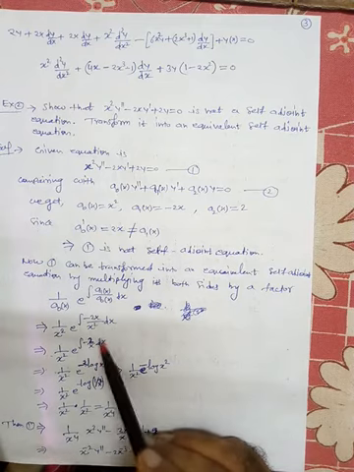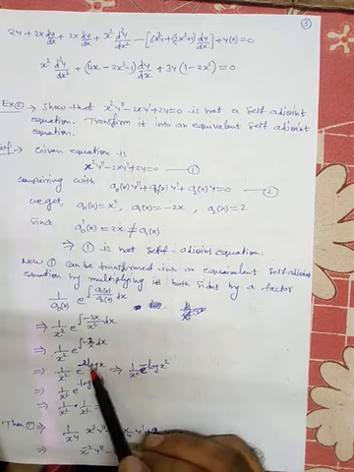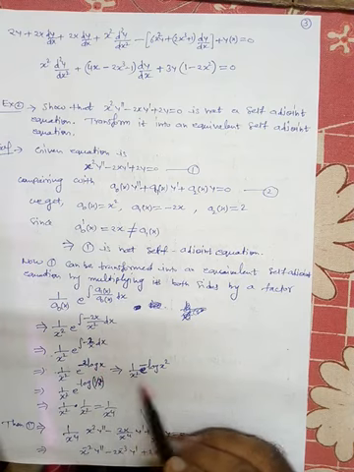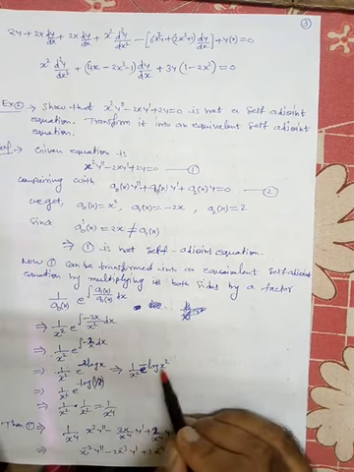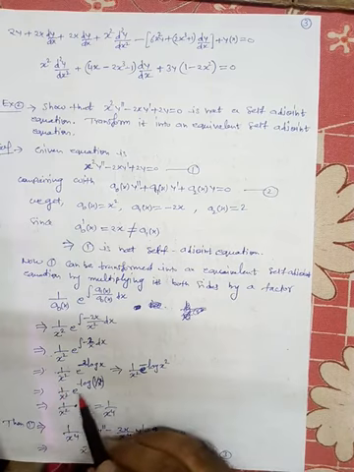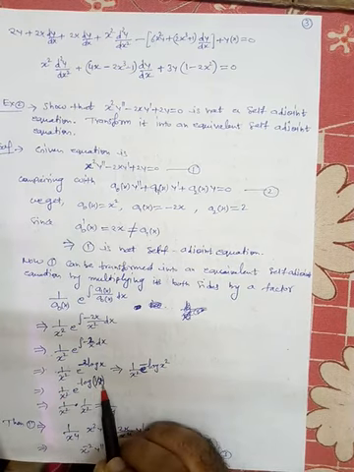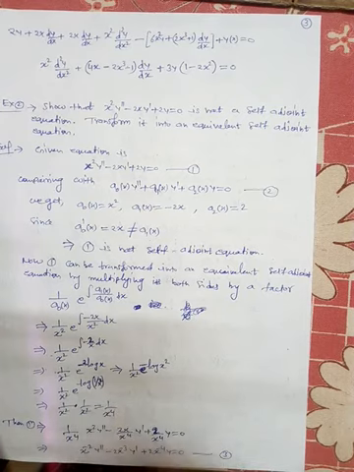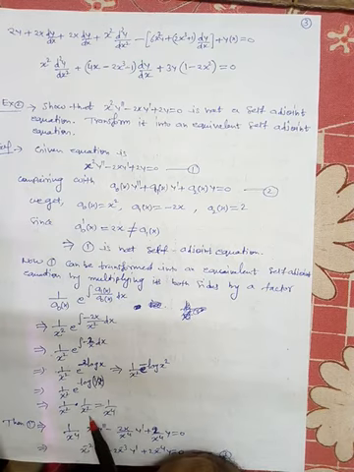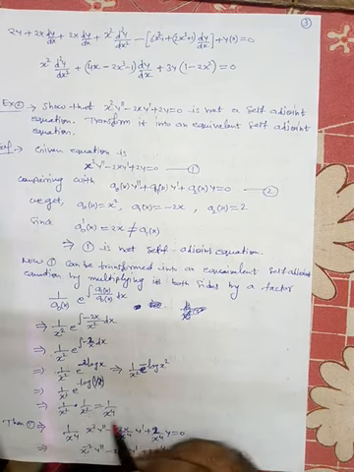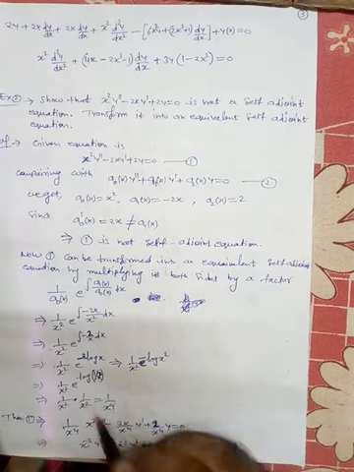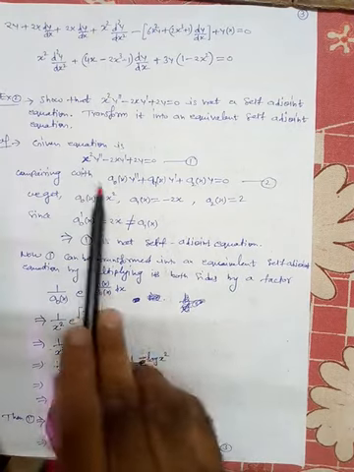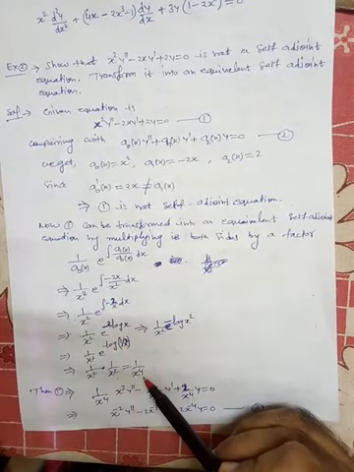So 1 by x square, the integral of this is e raised to the power minus 2 log x. That means 1 by x square e raised to the power minus log x square. So 1 by x square e raised to the power log 1 upon x square. So this can be written as 1 by x square into 1 by x square. Okay, exponential and log will cancel out. So 1 by x square, so we get 1 by x raised to the power 4. That means we have to multiply the whole equation by this factor. So just multiply equation number 1 by 1 by x raised to the power 4.